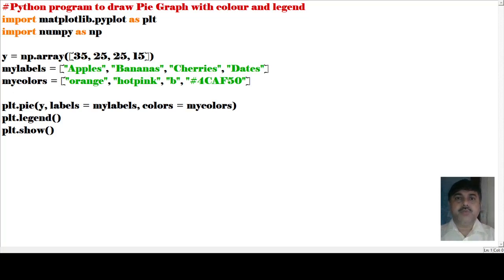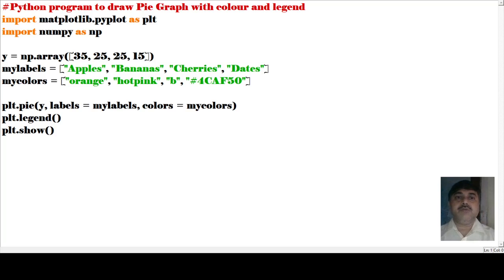Now see this particular program, where we have a Python program to design the pie graph. In this pie graph, we will have a color and the legend. That means here we are going to give a color, and we will use the legend. So see here what has been given. As you can find, the labeling has been done.